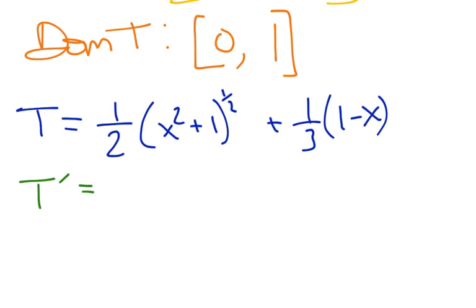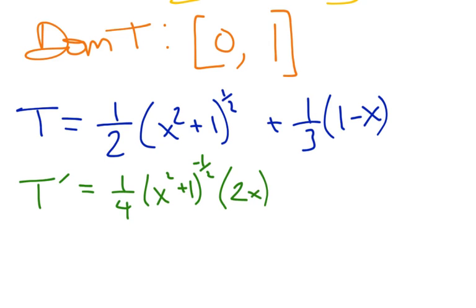And so now if I take the derivative, I'm going to end up with 1/4, this x squared plus 1, to the negative 1/2. That's the derivative of the outer function with the constant multiple rule, times the derivative of the inner function, which is going to be 2x. And then over here, we're going to have 1/3 times the derivative of what's in the parentheses. The derivative of what's in the parentheses is just -1, so it's just negative 1/3, or 1/3 times -1 for this.